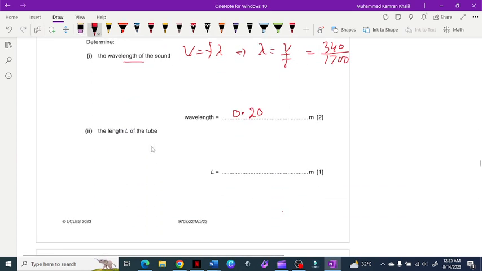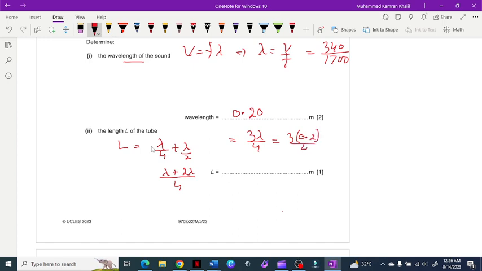The length L of the tube. Now for the length, we will have lambda by 4 and then plus lambda by 2. So 4 lambda plus 2 lambda, so 3 lambda by 4. So we will substitute the value 3 into 0.2 upon 4. Multiply by 3, already 0.2 was on my calculator, divided by 4. So we will get 0.15. Again the answer is required to 2 SF and it is in 2 SF.